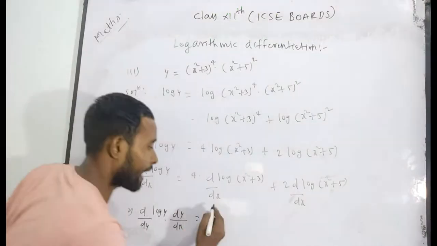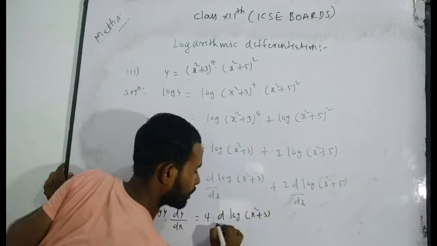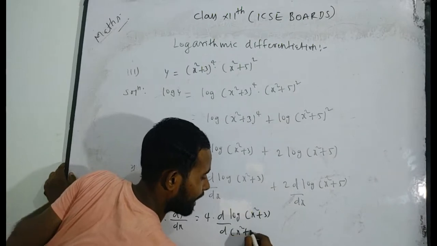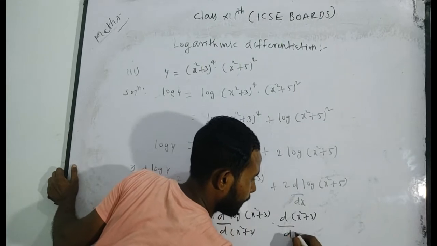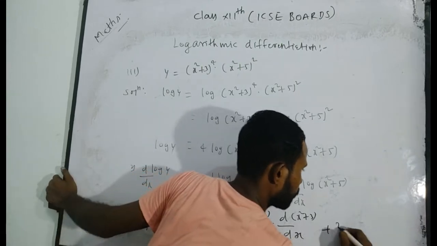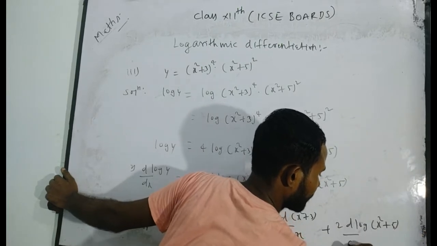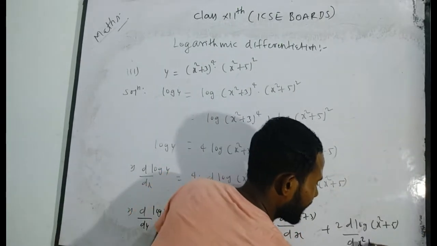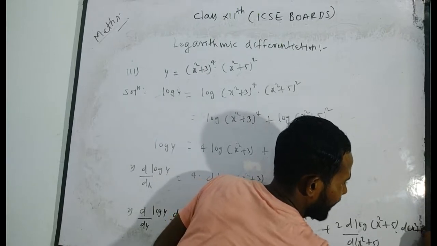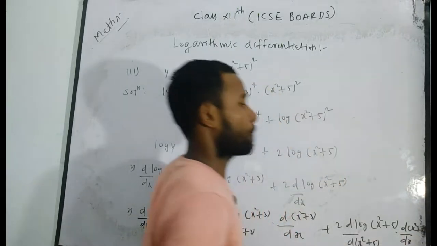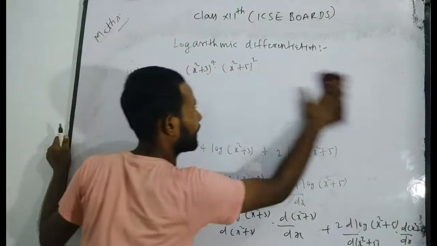If you wish, I will write each step. The derivative of log (x square plus 3) with respect to firstly x square plus 3, and again you have to write the derivative of x square plus 3 with respect to x, plus 2 times the derivative of log (x square plus 5) with respect to firstly x square plus 5, into the derivative of x square plus 5 with respect to x in the second step. I think you understand. Now I want to rub this part.